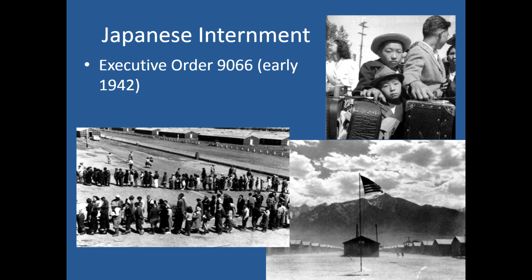It took until 1988, when Ronald Reagan was president, for Congress to officially apologize for doing this, and they actually gave $20,000 in reparations to each of the surviving detainees because they lost money by being in these camps if they couldn't work and things like that.